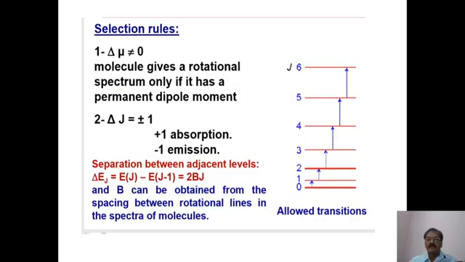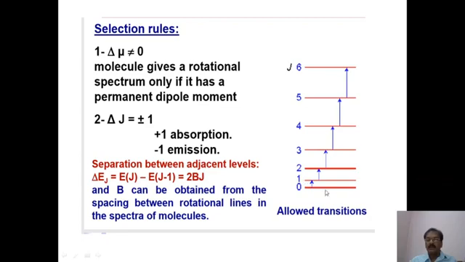Now let me go for the selection rule. That means when a rotational molecule undergoes a transition between the different rotation energy levels, the condition is that the molecule has to possess a permanent dipole. This is the first condition. And the second condition is that delta J is equal to plus or minus 1.